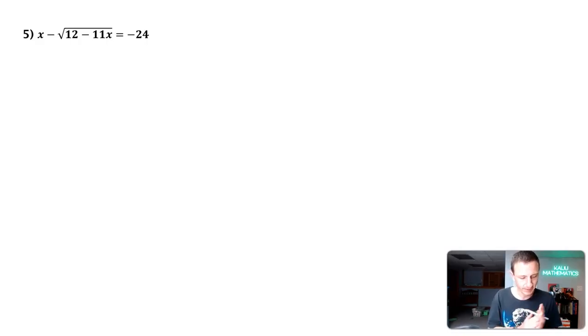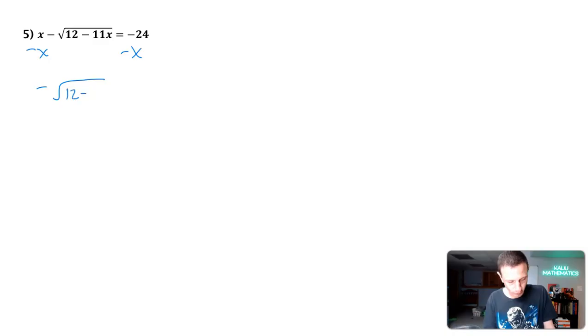So number 5, x minus the square root of 12 minus 11x equal to negative 24. So on this one, we have this x over here. We don't have the radical by itself. So same thing as we just talked about. Let's get the radical by itself. I'm going to be left with negative square root of 12 minus 11x equals negative 24 minus x, or negative x minus 24, doesn't matter.